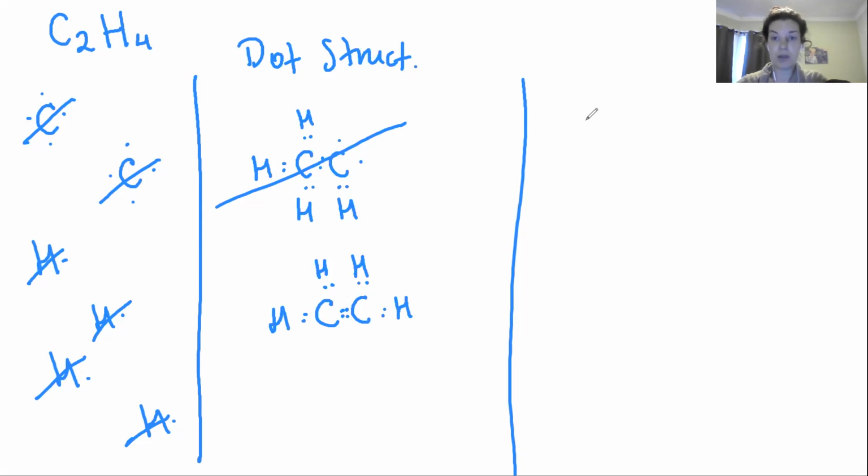The way that we draw this with dashes is we show two dashes between the carbons to indicate that they are doubled. They are double bonded. And then one bond to each of the hydrogens.